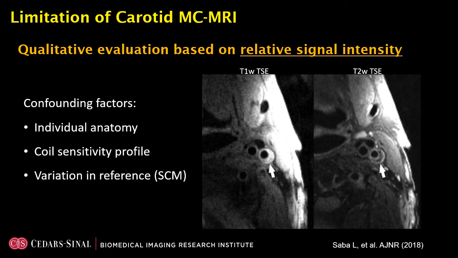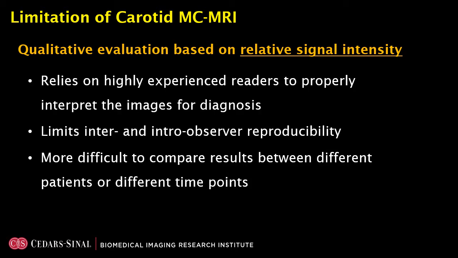The plaque signal intensity is often compared against the SCM muscle to determine its relative signal intensity. This approach is confounded by individual anatomy differences and coil sensitivity profile, as well as any variation in the reference itself. Therefore, qualitative evaluation based on relative signal intensity relies heavily on the reader expertise to properly interpret the results. It also limits the inter and intra-observer reproducibility and makes it more difficult to compare results between patients and time points.